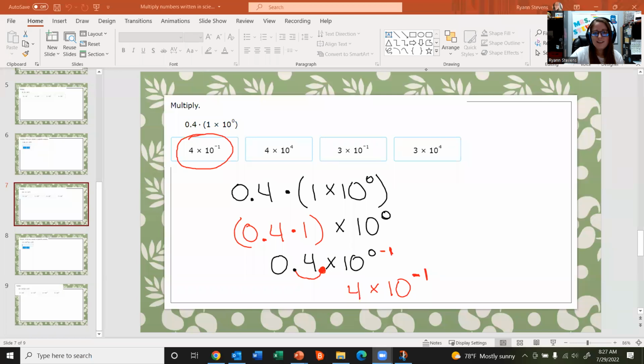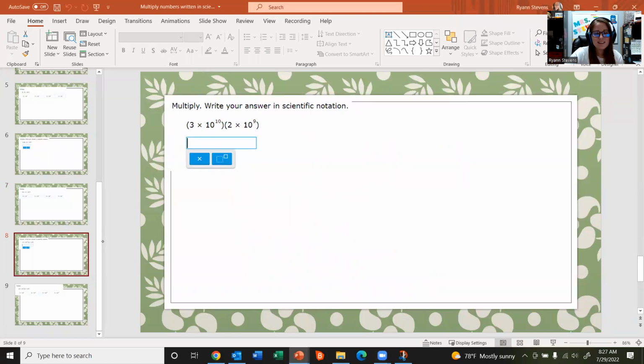Only a couple more examples. So this is where we're going to be looking at multiplying 2 numbers that are written in scientific notation. So we've got 3 times 10 to the 10th power. This number is written in scientific notation. And then we're also multiplying it by 2 times 10 to the 9th power.